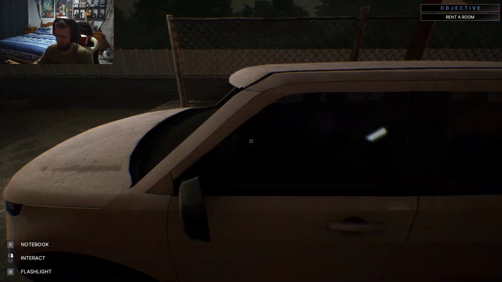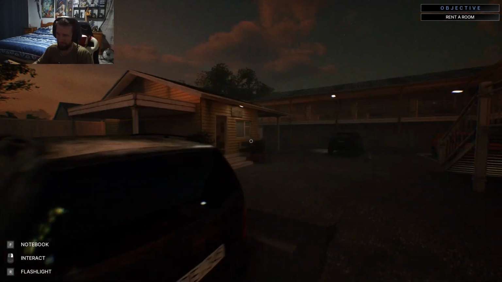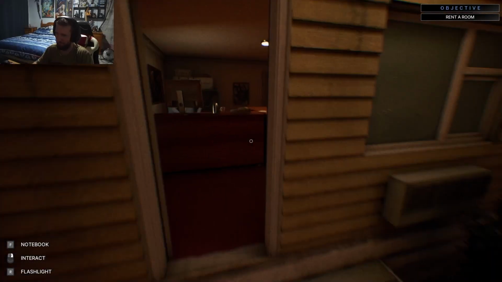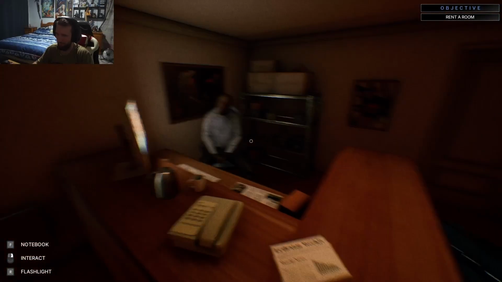Oh my goodness, I'm not that good at remembering things, but we shall see. I take it one of these is our car. So this is the little motel that we are going to spend the night or stay for a while. So here we go. Oh, hello.